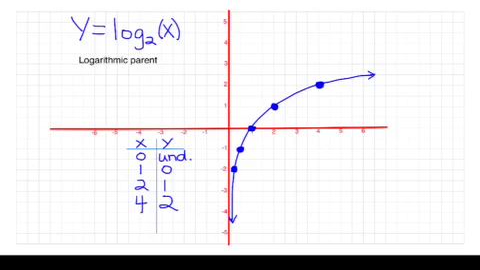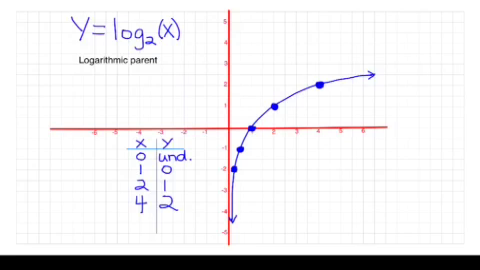Notice this time the graph is approaching y as x gets closer and closer to 0, but it never reaches it because 0 is undefined. It also never goes into the negative numbers. You don't take logs of negative numbers. So this is going to approach the y-axis. So we have a vertical asymptote that is the y-axis where x equals 0.